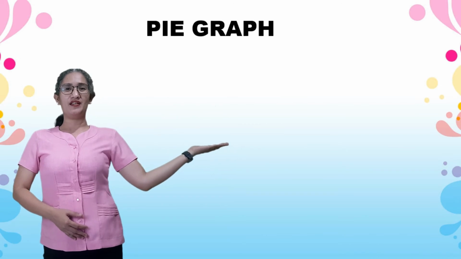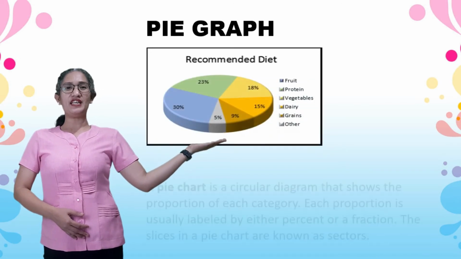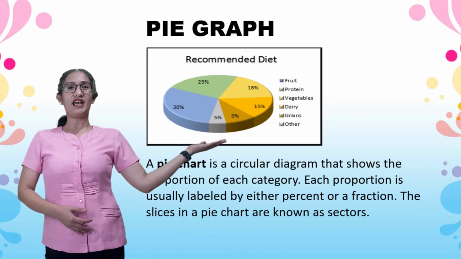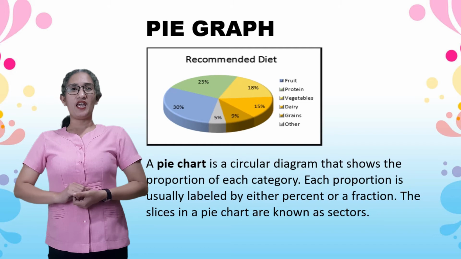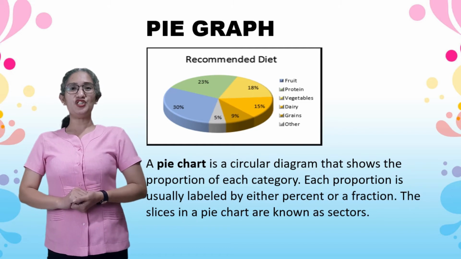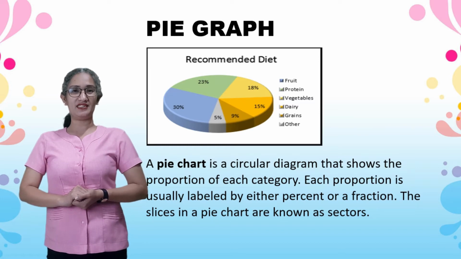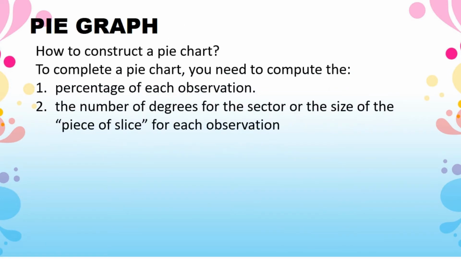Pie graph. A pie chart is a circular diagram that shows the proportion of each category. Each proportion is usually labeled by either percent or a fraction. The slices in the pie chart are known as sectors. How to construct a pie chart?